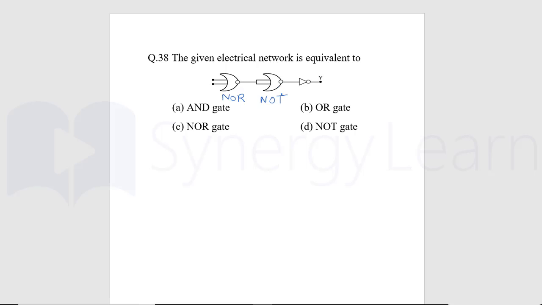When the legs of a NOR gate or NAND gate are merged together, it becomes a NOT, and this obviously is a NOT. So NOT 2 times gets cancelled, so we are left with a NOR gate.